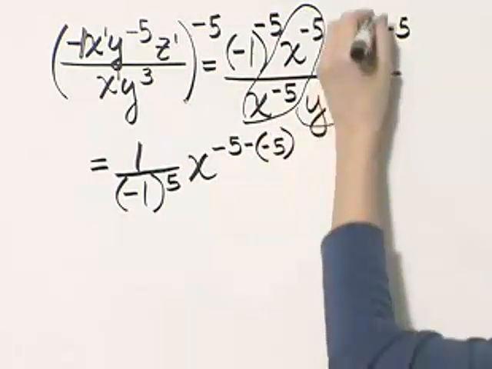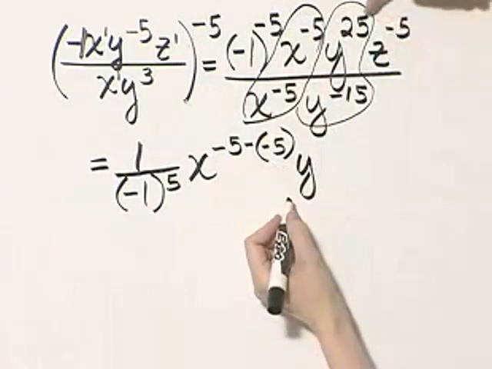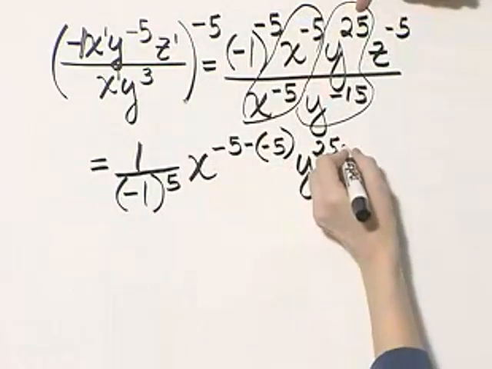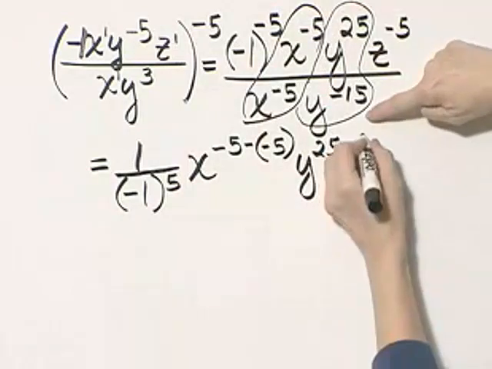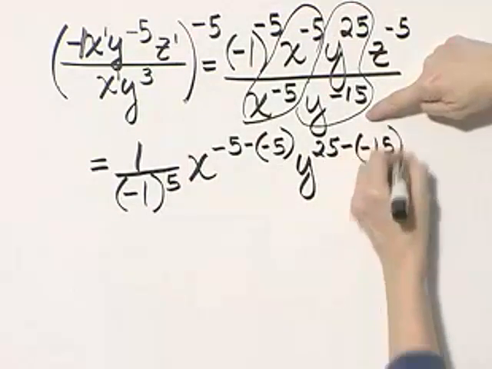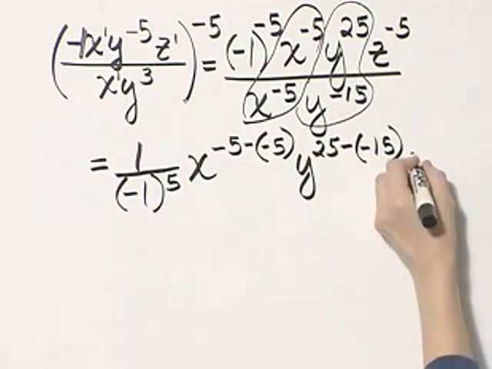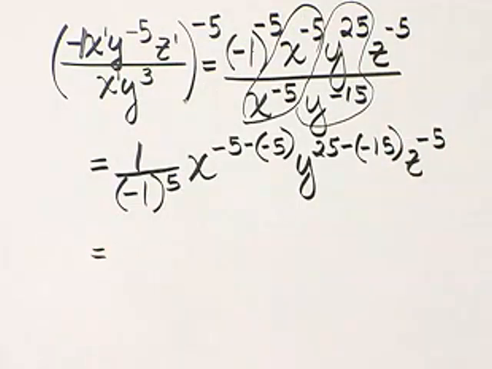Now here's a common base of y, so that's y raised to a power of numerator exponent 25, again be careful, minus denominator exponent of negative 15, and then I have that z to the negative 5. I'll just simply write that down right now. Let's see what we have.